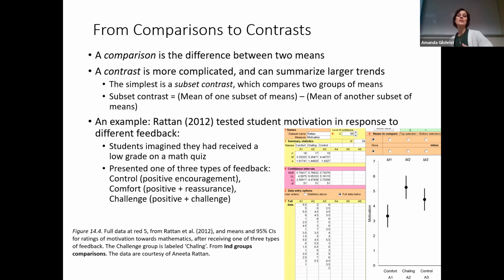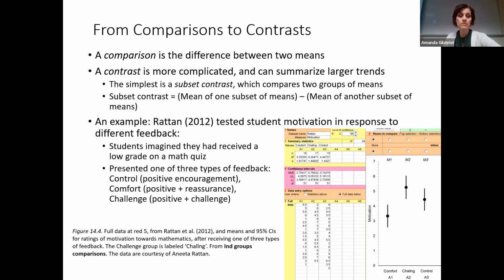But they were presented with one of 3 different types of feedback, and then they were asked to rate how motivated they are. In a control condition, people got positive encouragement. So basically they got, you know, you can do this, you'll do better on the next one. Then 2 other conditions were added. They either got a comfort condition where they got positive encouragement plus reassurance. It's not so bad. It'll be okay. Please don't feel bad. Those kind of statements. Or they got positive encouragement with a challenge.